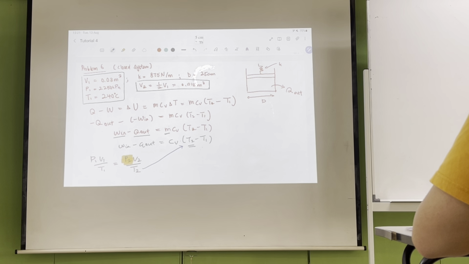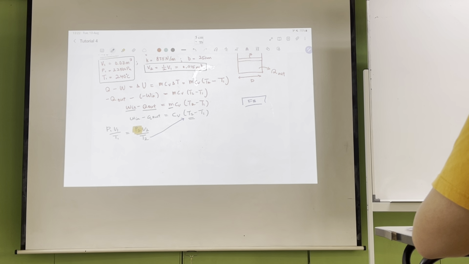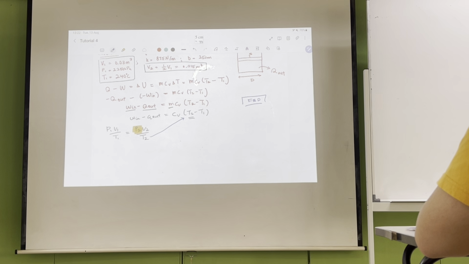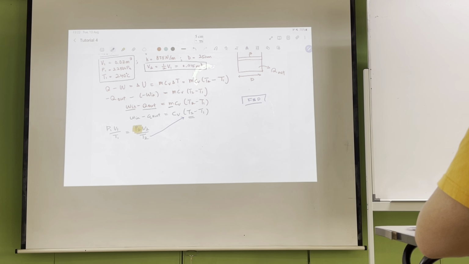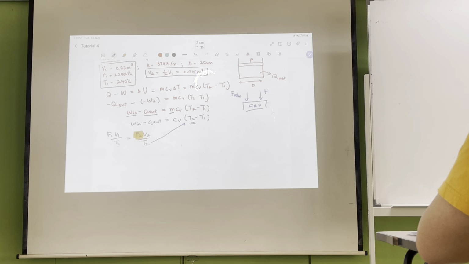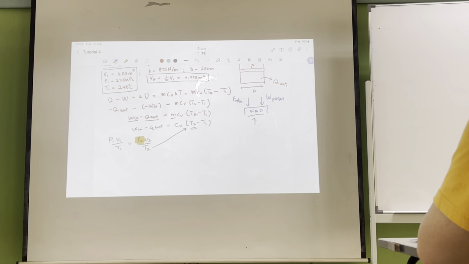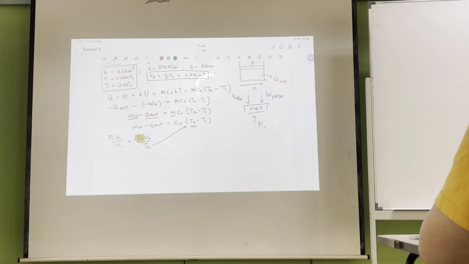Okay, so let's draw this thing. For the initial case, let's draw a free-body diagram. Initially the spring is not doing anything, so here you will have a force from the atmosphere. You will also have the weight of the piston. These are the only things that you have, and the one resisting them is F1.